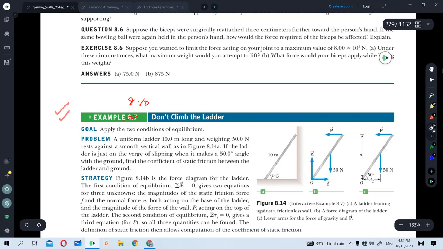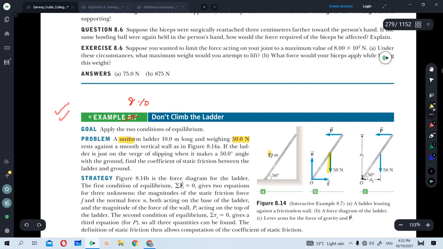So tugas pertama kita adalah untuk draw free body diagram of forces, ataupun paling kurang fahamkan apakah forces-forces yang bertindak ke atas ladder ini. Yang pertama, it says here the ladder is a uniform ladder and this is the weight. Since it's uniform, perkataan uniform indicates that this 50 Newton would be here at the center, tengah-tengah.